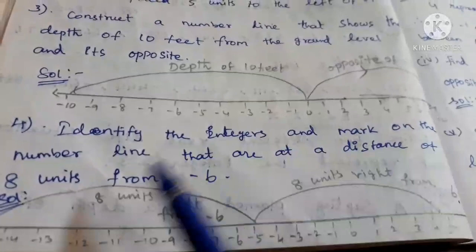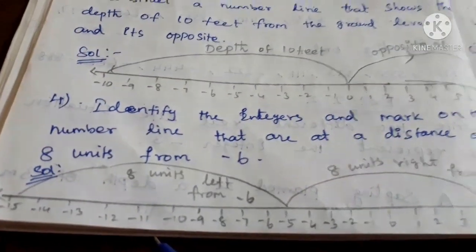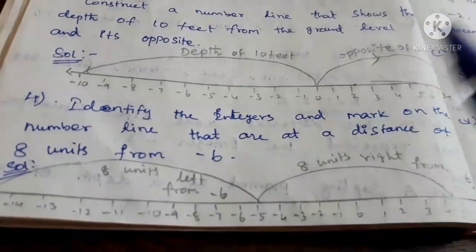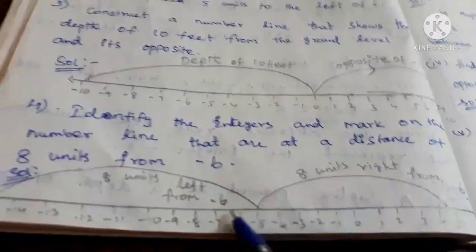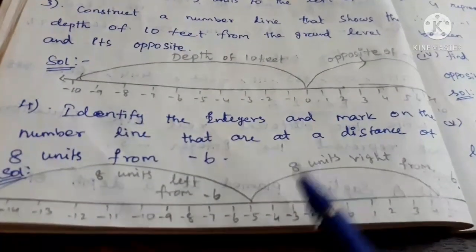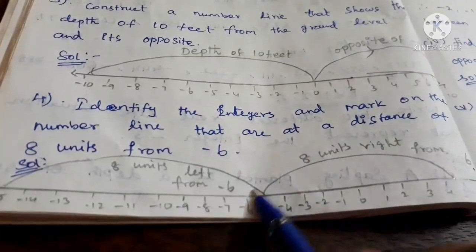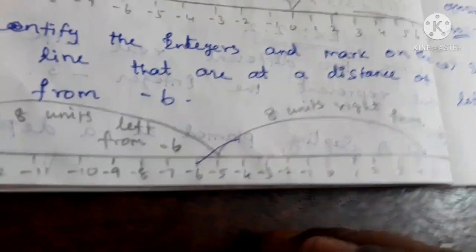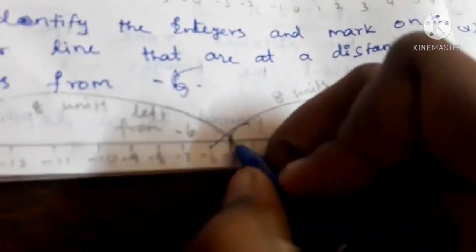Identify the integers and mark on the number line that are a distance of 8 units from minus 6. What are they saying? They are saying 8 units from minus 6, but they are not saying whether it is left or right. So you should mark both, left and right. Okay, so you should start from here because it is minus 6. This is minus 5. So start from here itself.